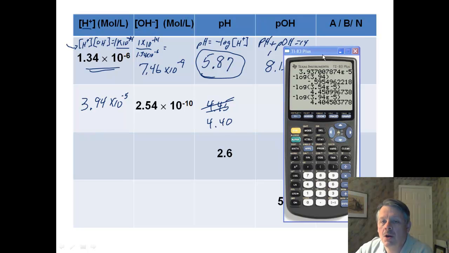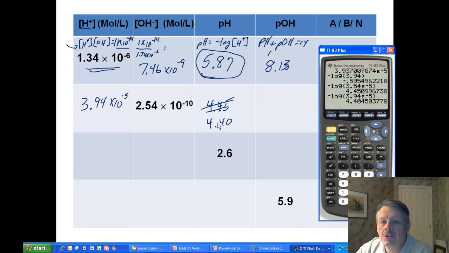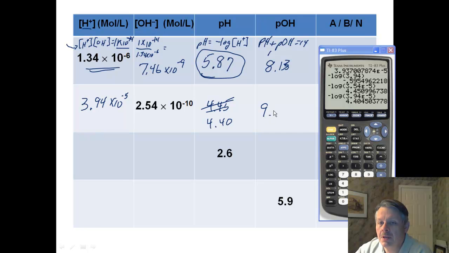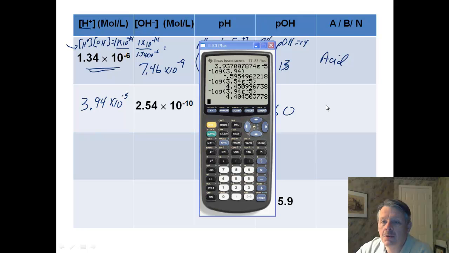Now, what in the world is my pOH? Well, it's 14 minus that number, and 14 minus 4.40, I don't need a calculator for that. That's 9.60. So that's my pOH. And since my pH is less than 7, that's going to be an acid as well.